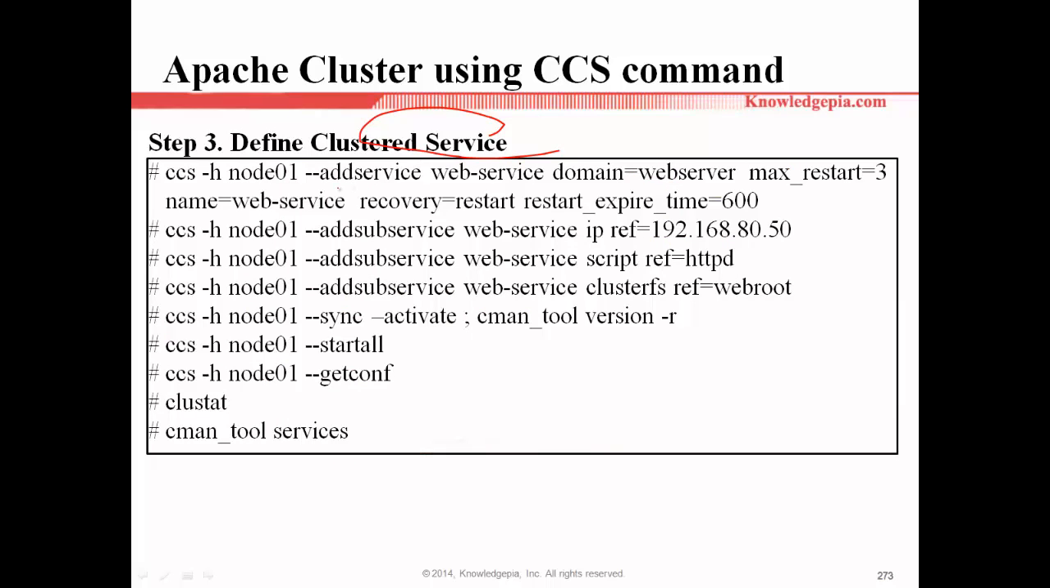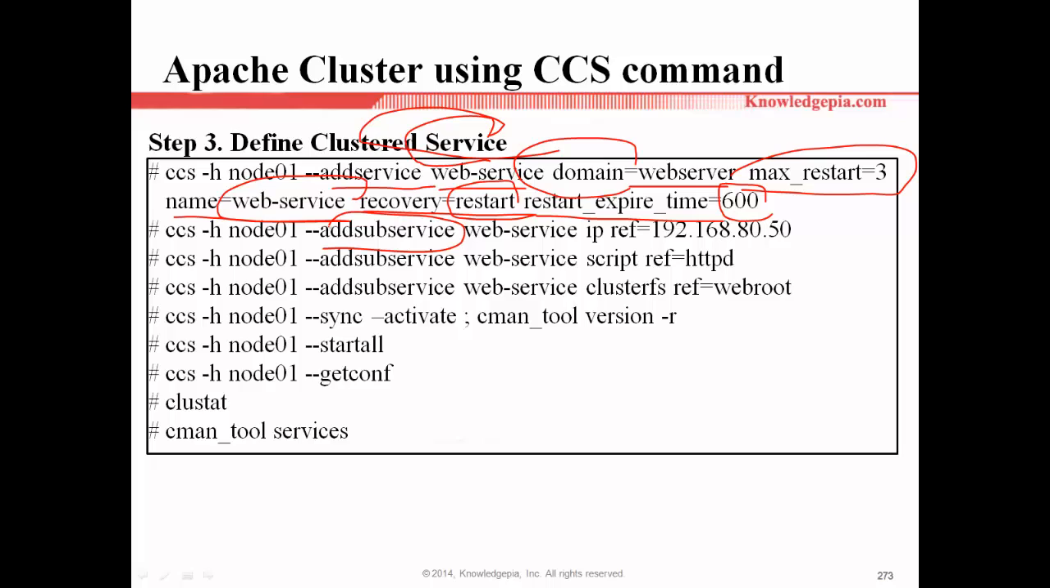Step 3, define the cluster service. So now I already created the 3 kinds of resources. Using these resources, we can create the service. So here, add service. Service name, in my case, web service. Domain means the failover domain. So in my case, web server. And the max restarts 3 times. And the name, the web service. Okay, this one. And the recovery, restart or relocate. And if we select restart, then the restart expire time is 600.